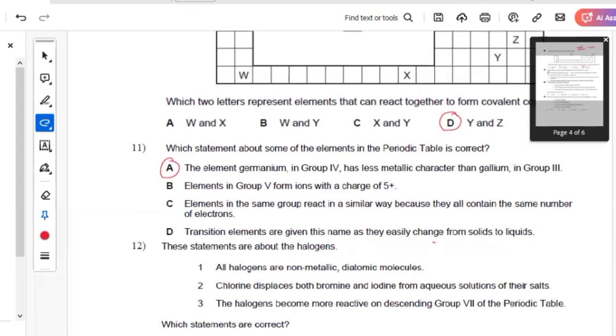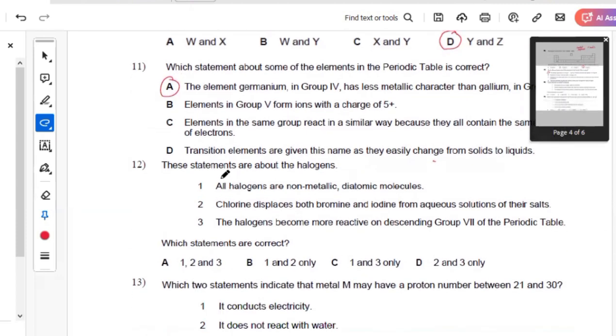Okay. Now let's move further. This statement is about the halogens. All halogens are non-metallic diatomic molecules. Yes, it's correct because they exist in diatomic form. We have already discussed that previously. Chlorine displaces both bromine and iodine from its aqueous solution. Yes, it's right. We have already discussed it.